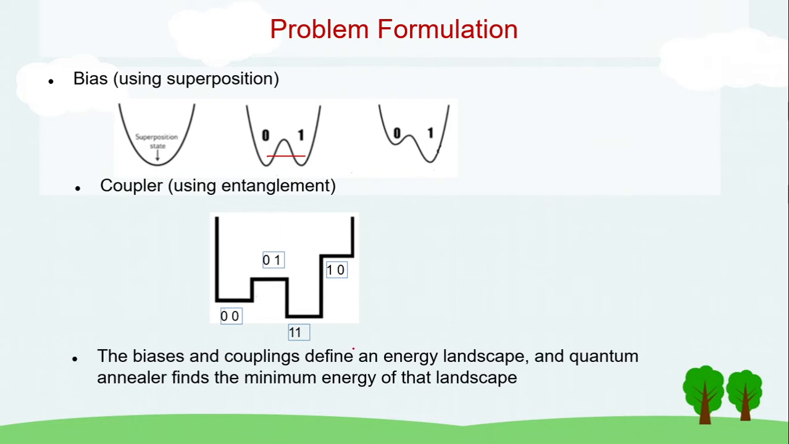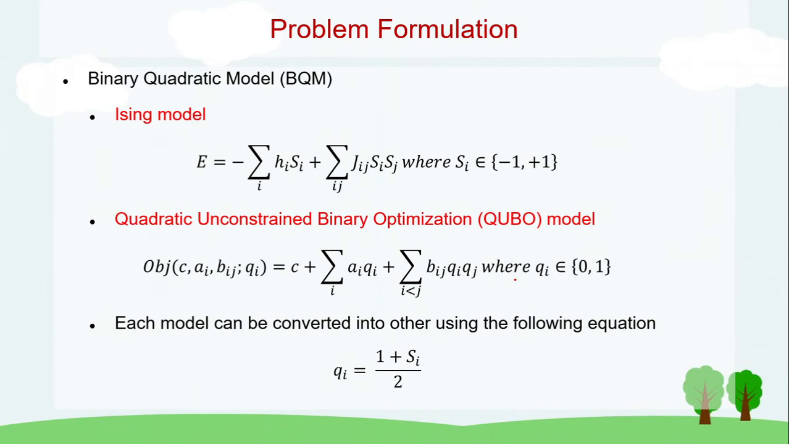Okay. The biases and couplings define an energy landscape. Given the problem, you try to build a landscape using biases and couplers, and then you hand over the problem statement to the D-Wave quantum annealer, wherein they will ensure that the annealer finds the minimum energy of that landscape. So hope you got some idea about how it works. If you haven't, maybe we will go through some more explanation.